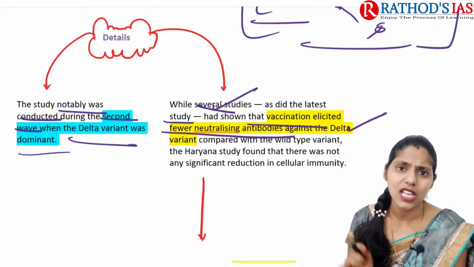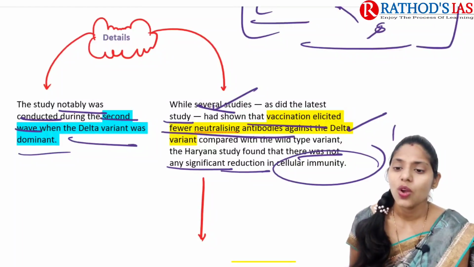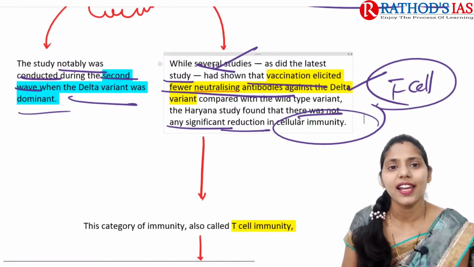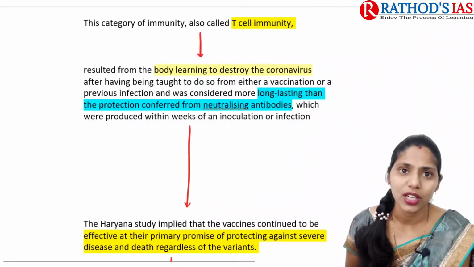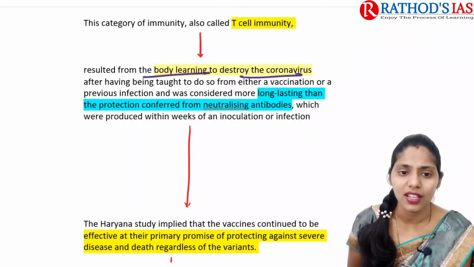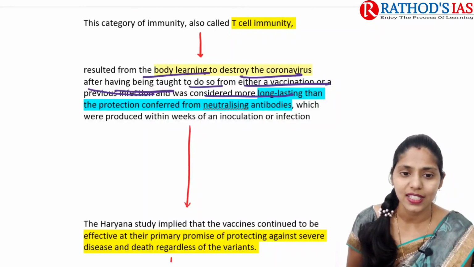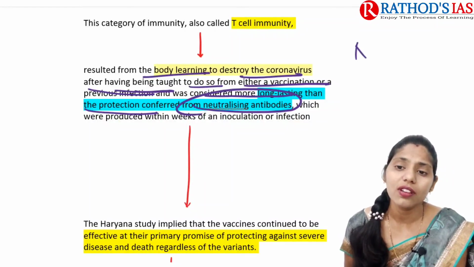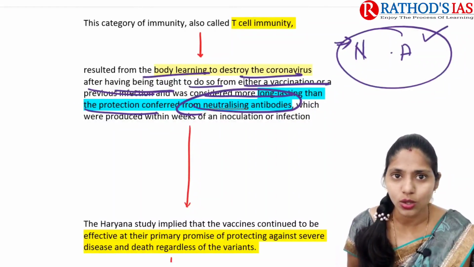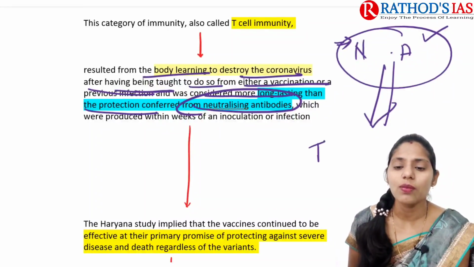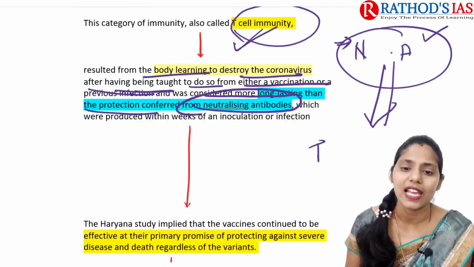Okay, but this Haryana study mainly found that there was not any significant reduction in cellular immunity, that is, T cell immunity. There is no decrease in T cell immunity when taking this vaccine against the Delta variant. T cell immunity results from the body learning to destroy coronavirus after being taught to do so by either a vaccine or a previous infection, and it is considered more long lasting than the protection conferred by neutralizing antibodies. Whenever we take these vaccines, we develop neutralizing antibodies against this coronavirus. Beyond these antibodies, our body also learns how to fight the coronavirus. That is nothing but T cell immunity, which is a long lasting immunity.